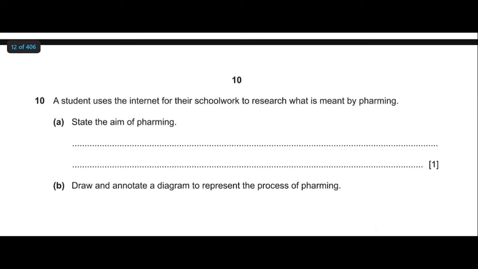A student uses the internet for their schoolwork to research what is meant by pharming. State the aim of pharming. So the aim of pharming is to steal the user's data. Okay, so steal the personal data. Steal user data.